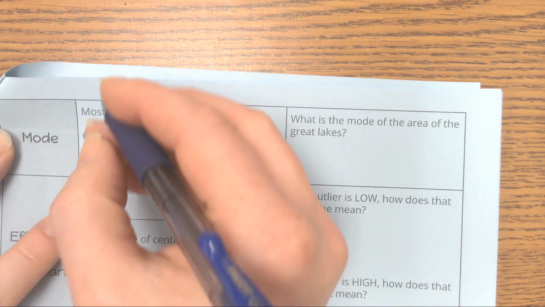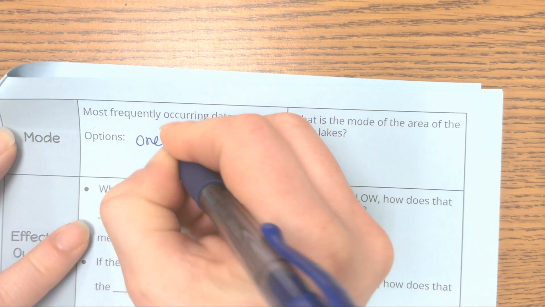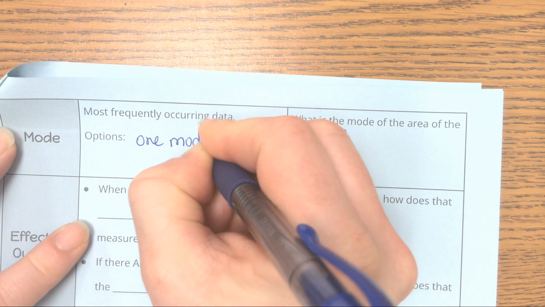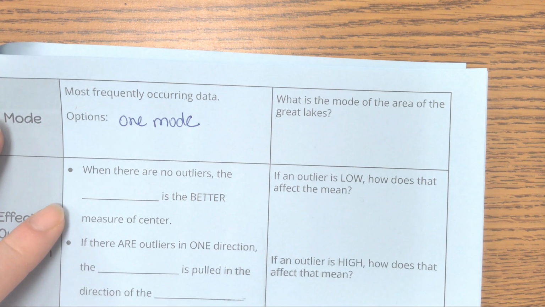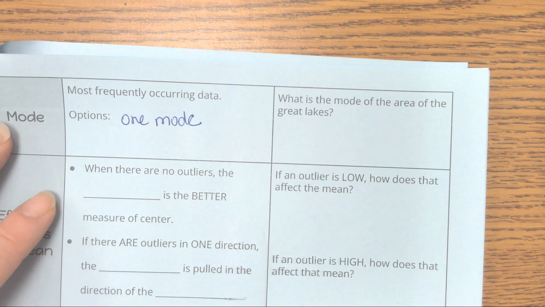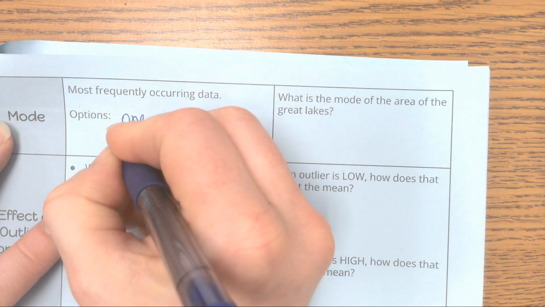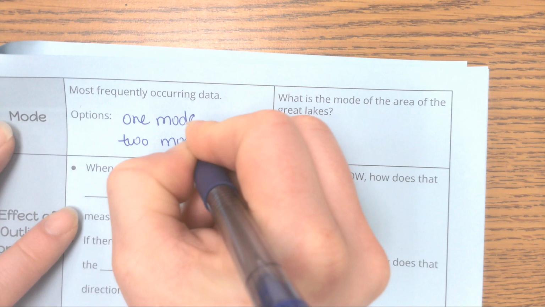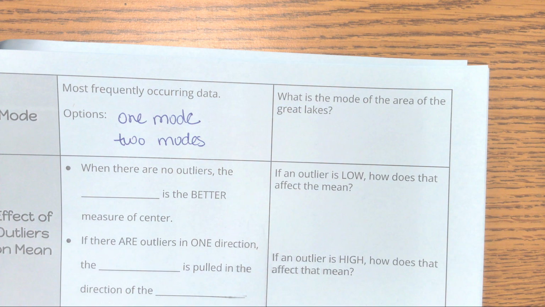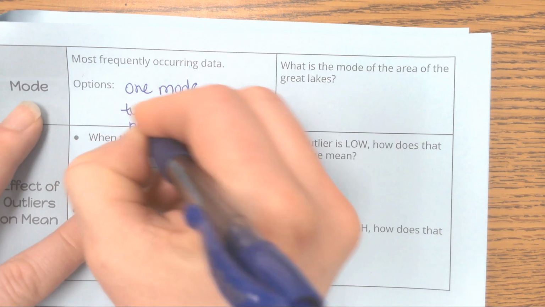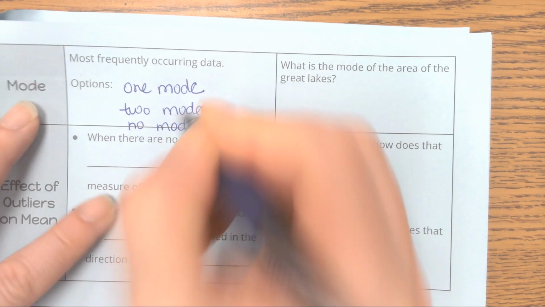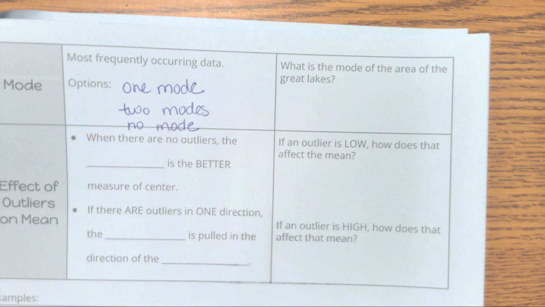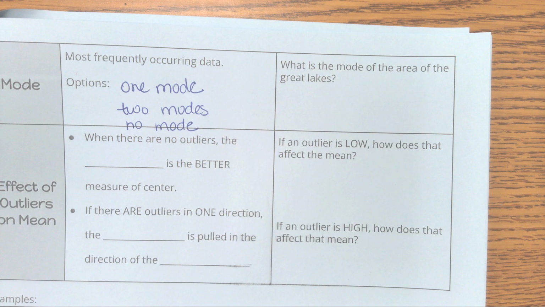It's possible to have one mode if it's the most occurring, but it's also possible to have a tie. So it's possible to have two modes. It's also possible to have no mode. I guess it's possible to have more than two modes too, I mean, if there was more than one tie.